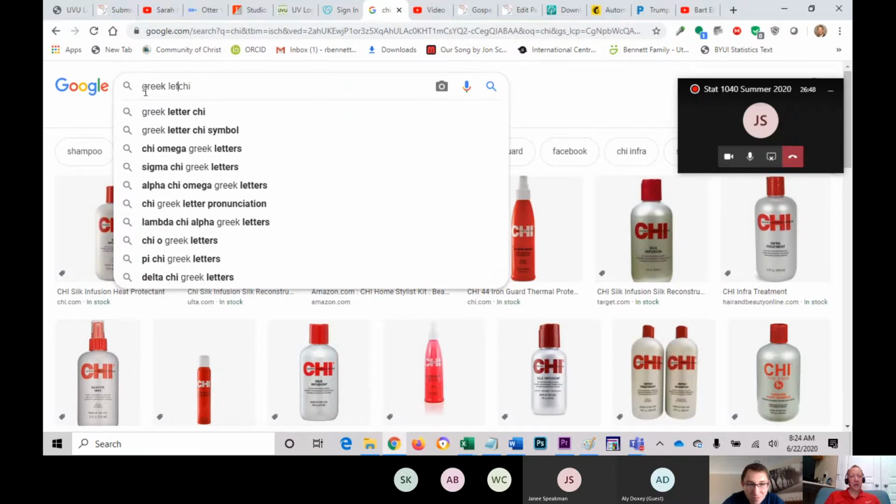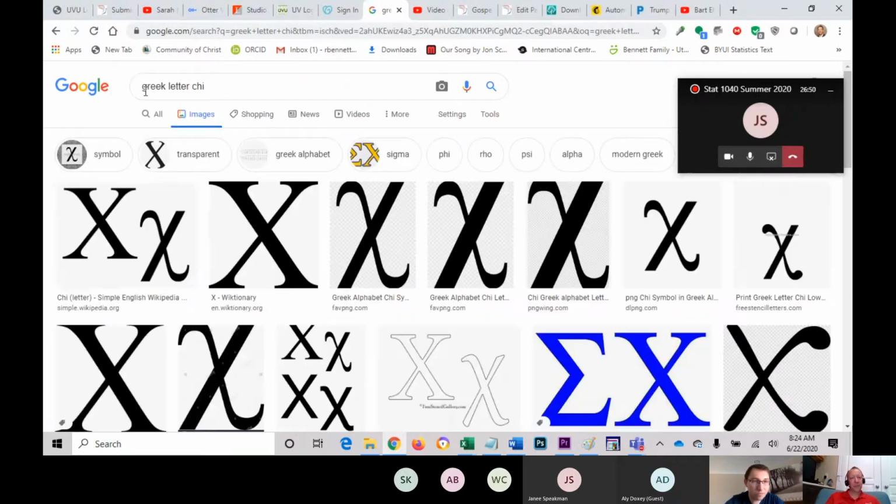Greek letter chi. Okay, so you can see this here. It looks like a script X. I guess so, the uppercase X, it is an X, but the lowercase is slightly different. So that's the Greek letter.